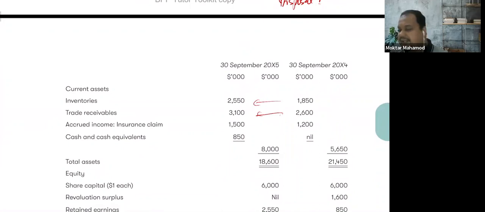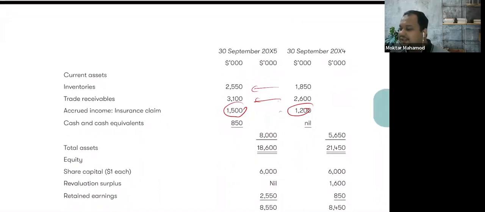Accrued income, insurance claim. So what will be the reason for this insurance claim? But they still have an increase in insurance claim. Is it from damage? Is it from negligence from the employee? Internal controls not strong, and so on. So you need to look at the sample answer later, just to give an idea to all of you.